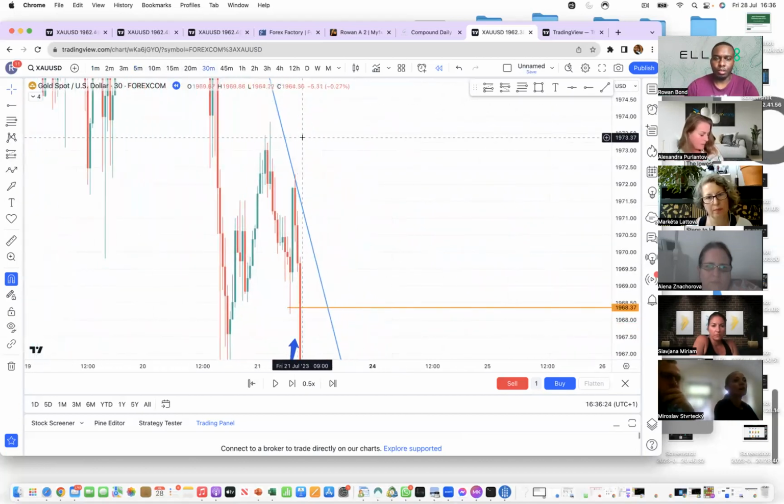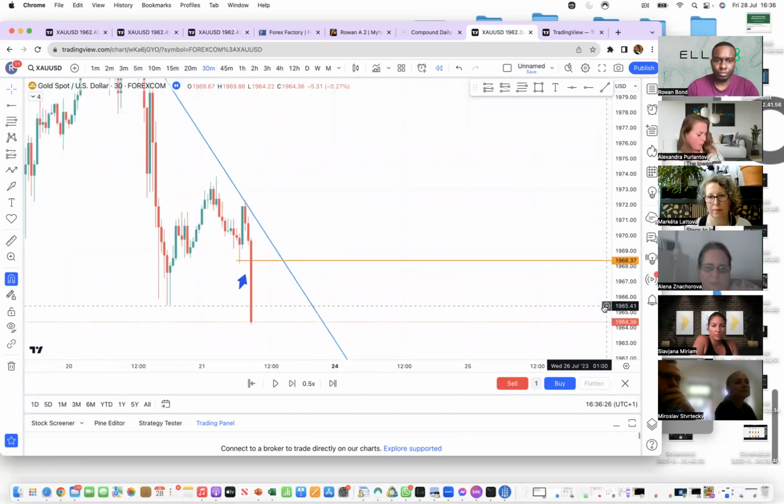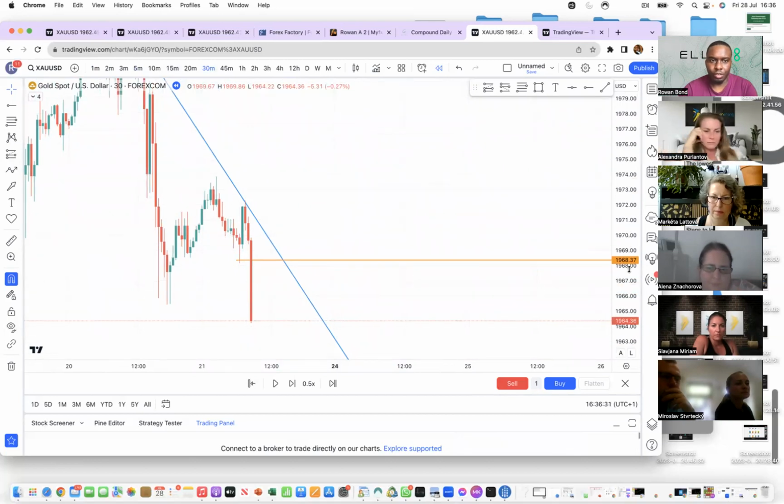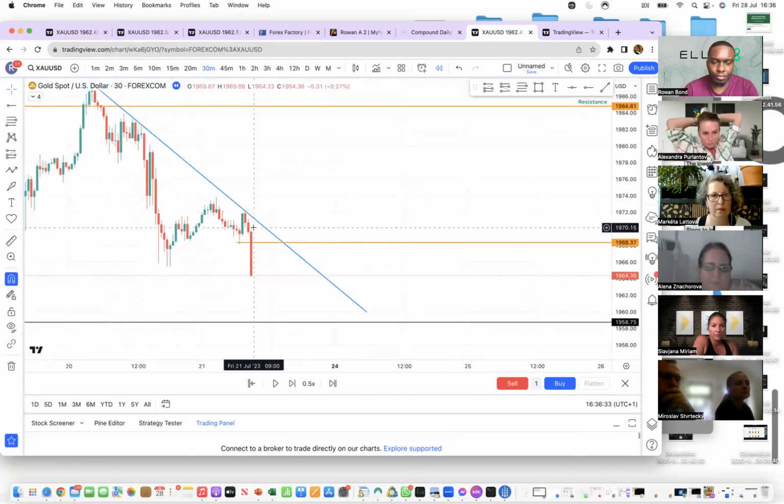So for example, if I can see that price has been selling, it's on a downtrend.